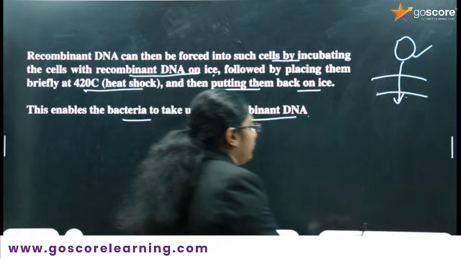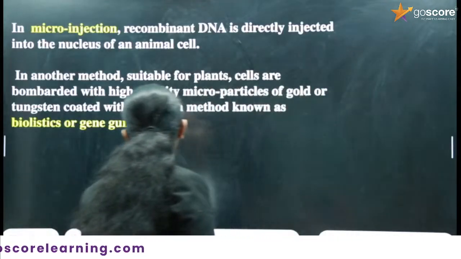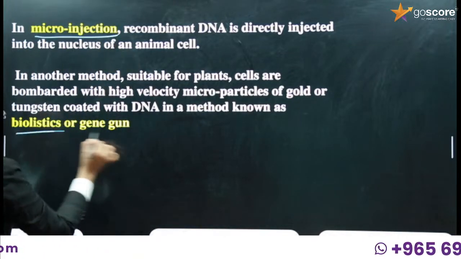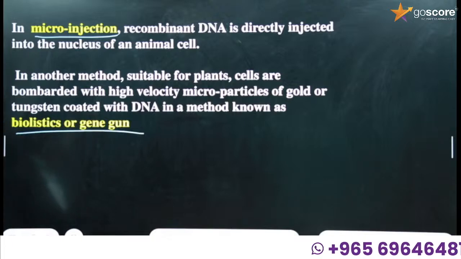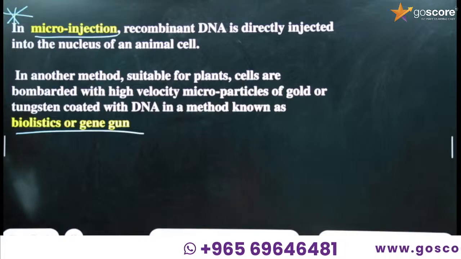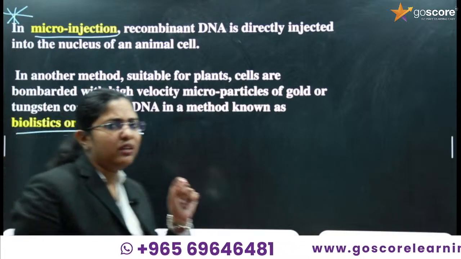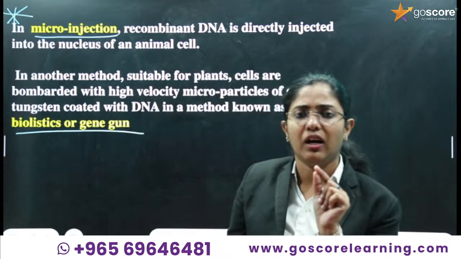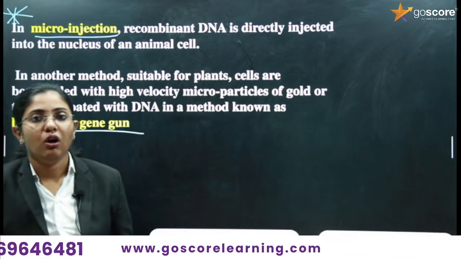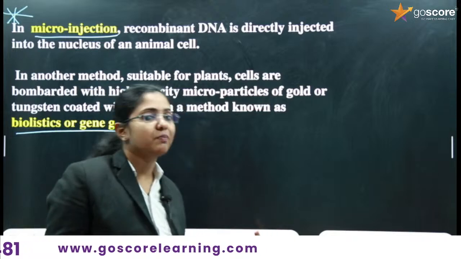The next one can be done by two different processes known as microinjection and biolistic or gene gun. This is very important. Every time we get at least one question from this part, either a multiple choice question or a 2-mark question.